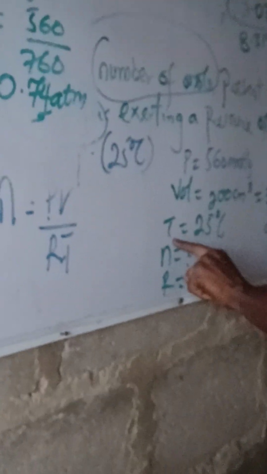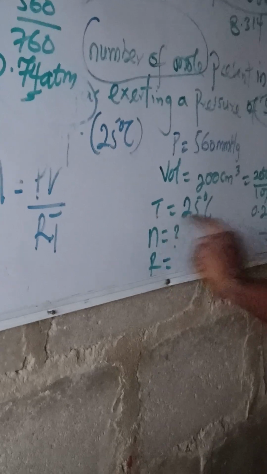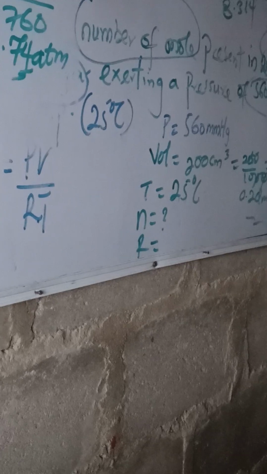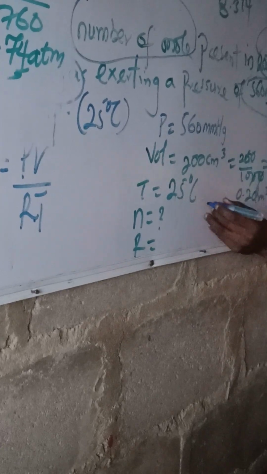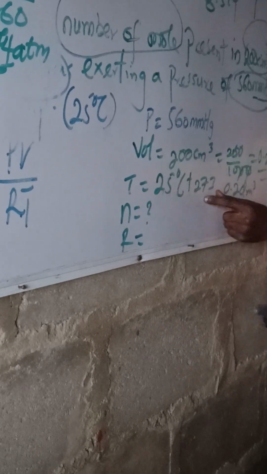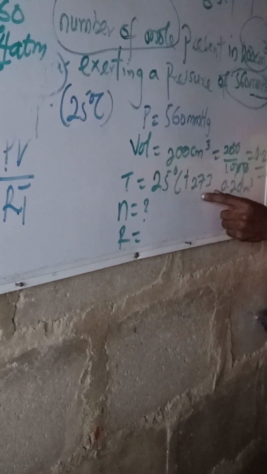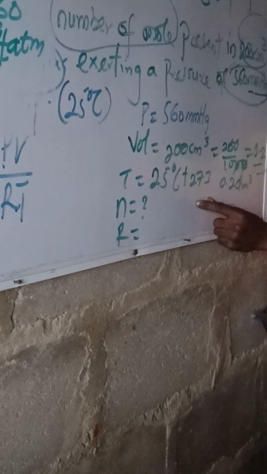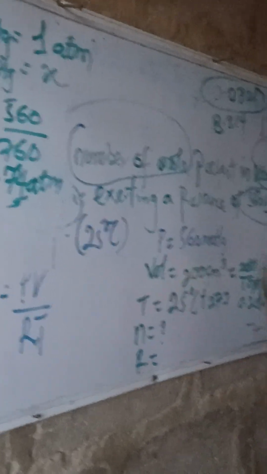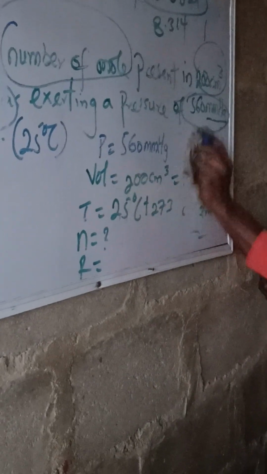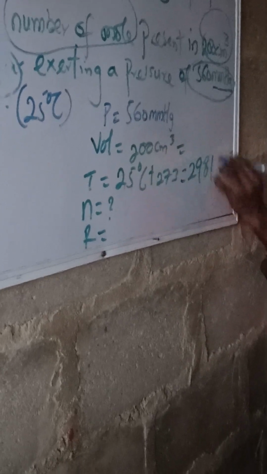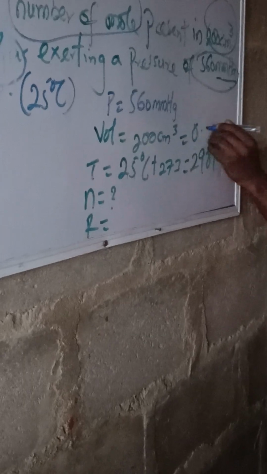Now what follows? Make sure you convert your temperature to Kelvin, not Celsius. The room temperature is 25 degrees Celsius. Just add 273. 25 plus 273 is 298. That means our temperature now is 298 Kelvin. Are we together? Our volume is 0.2 DM cubed.